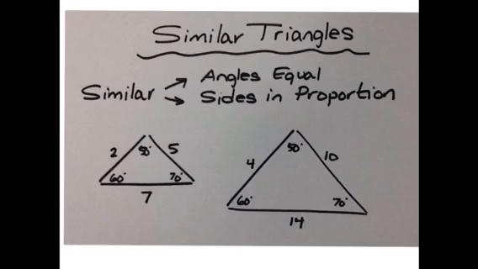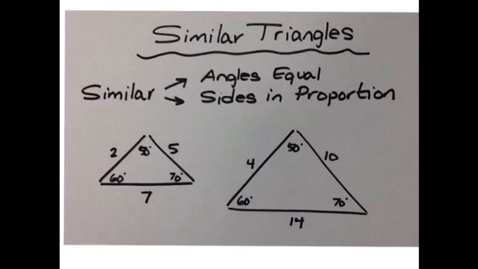So for example, here are two triangles that are similar. As you can see, I have a 60-degree here and a 60-degree here, a 50-degree and a 50-degree, and a 70-degree and a 70-degree angle. So all the angles of the two triangles are the same, actually, they're equal. And then the sides are also in proportion.